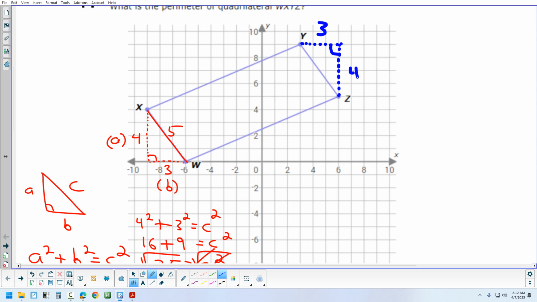So what's the length of this side right here? 5. Yep. Okay. So in terms of finding the perimeter, we've got 2 sides. We got a 5 and we got a 5. Maybe if the top and bottom are the same, then that'll save us a little time as well.